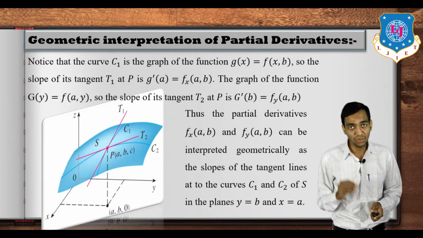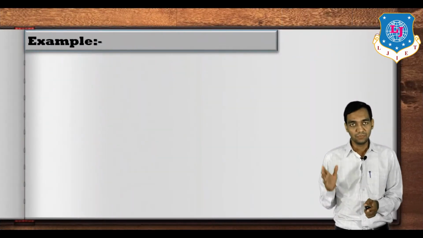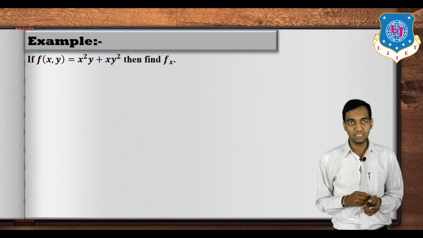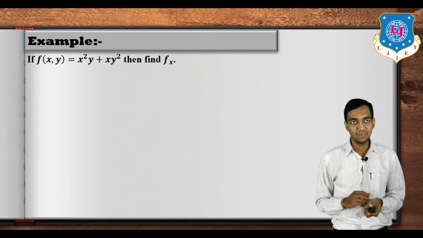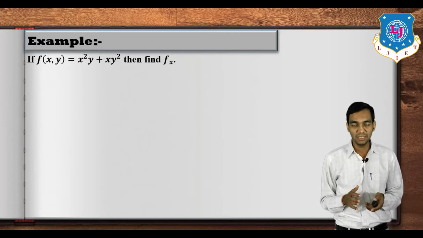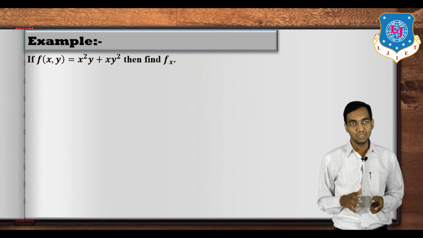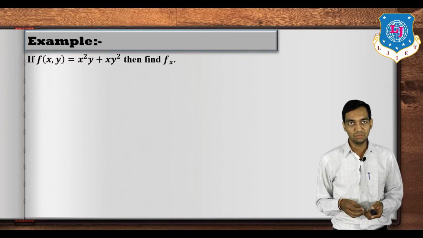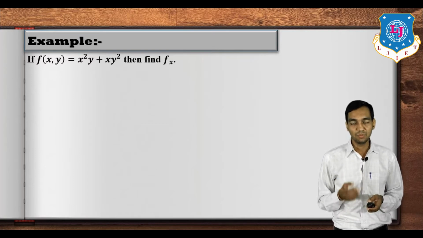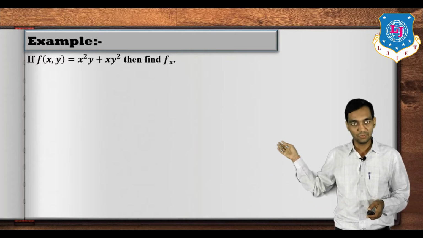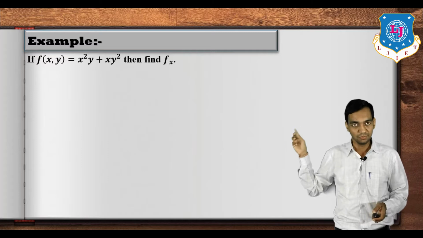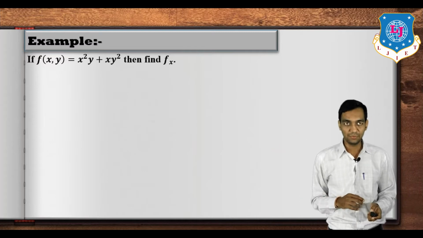Now, we are starting with an example. First, we are going to use the definition method, and then you can use the simple derivative form, as you are already aware of the simple derivatives. So, we can use the simple derivatives. Here, we start with: by definition, find fx if f of x, y is equal to x square y plus xy square.